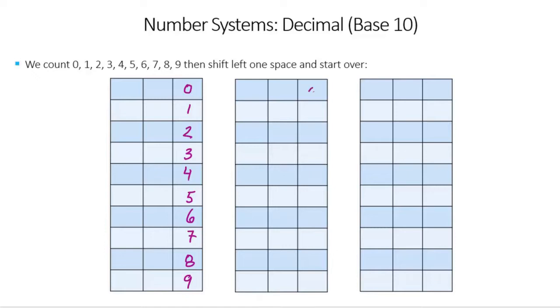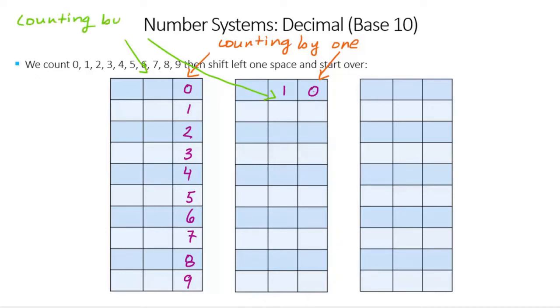So I flip my 9 back to a 0 and start over, and I increment the place value to the left by 1. So we understand the first column here to be the ones place value. We're counting by 1. In this second column, I'm no longer counting by 1. I'm counting how many groups of 10. I'm counting by 10.